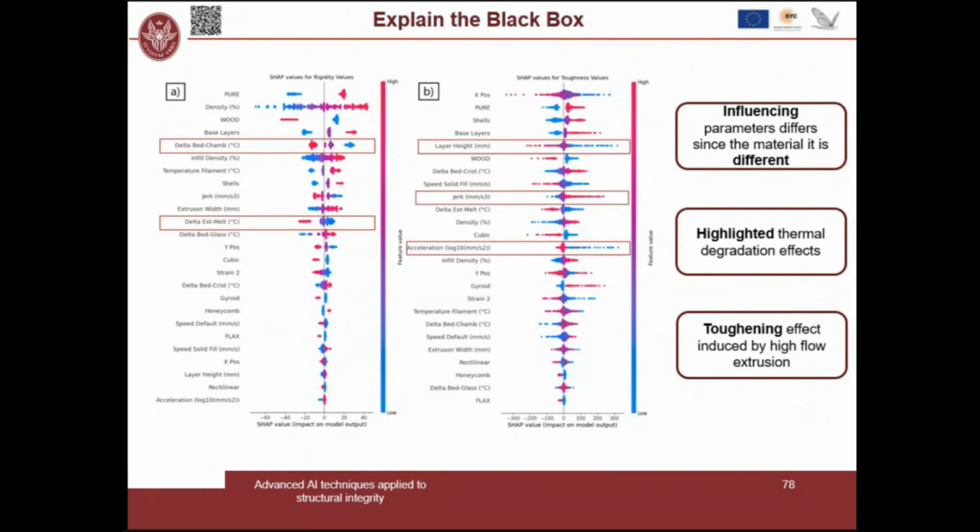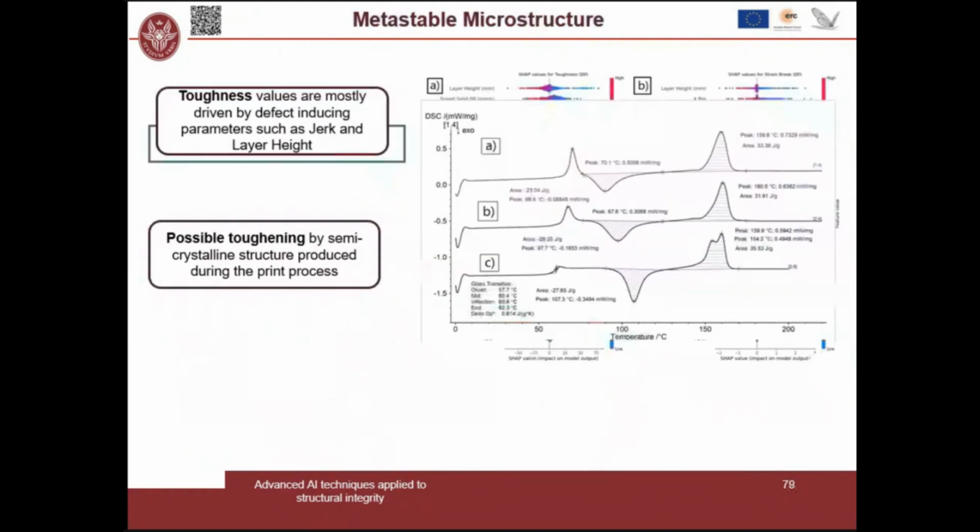I see something also very peculiar, and this is really peculiar for toughness, because I see that, contrary with the other case, it is increasing for lower layer rates, it is increasing for high jerk and for high acceleration. So essentially it's completely the opposite, but this is strange.